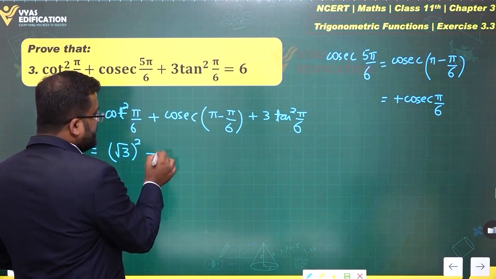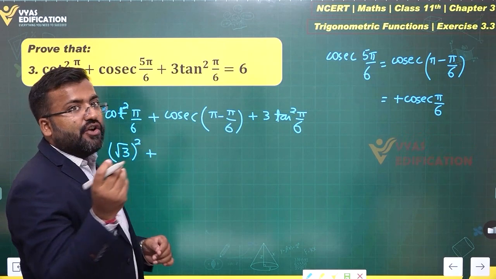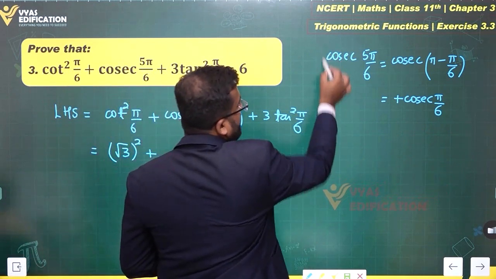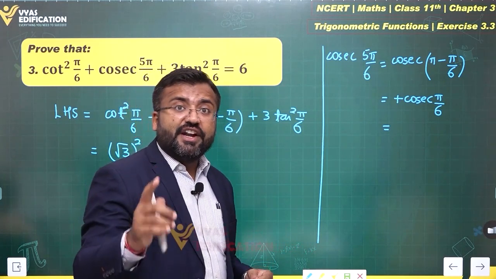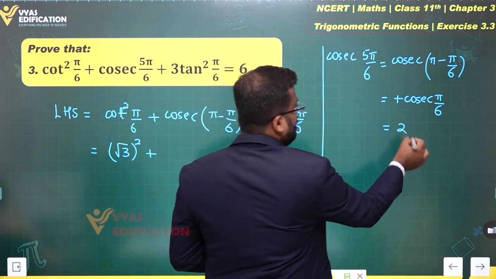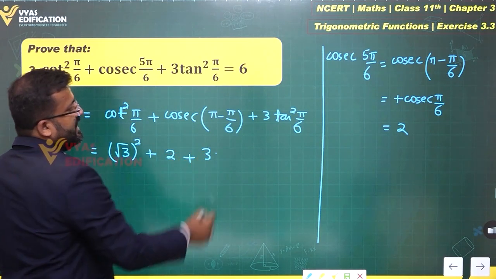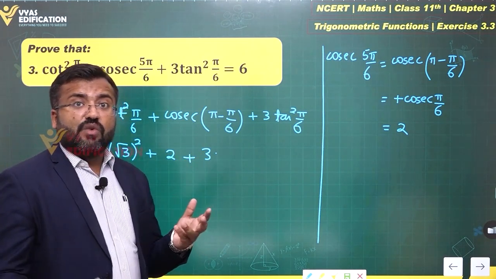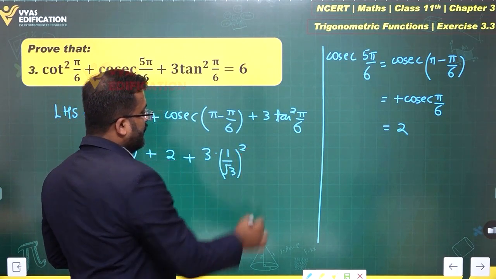What happens to this cosec pi minus pi by 6? It is equal to cosec pi by 6 and the value of cosec pi by 6 is something which we know. The value of cosec pi by 6 is the reciprocal of sin pi by 6. That is reciprocal of 1 by 2, which is 2. Okay, so this is 2 plus 3 times. What about tan pi by 6? Tan pi by 6 is 1 by root 3. This is square. So 1 by root 3 whole square is what you get over here.